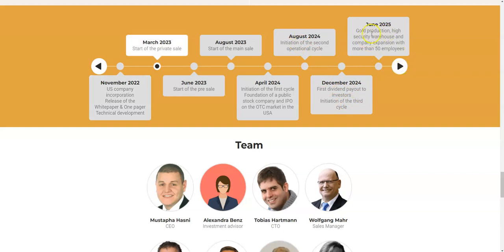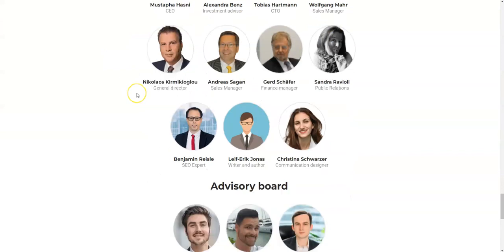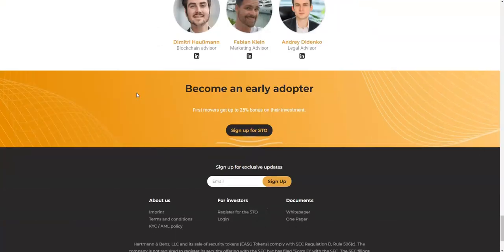And it's going to keep going and going with gold production high, warehouse and company expansion with more than 50 employees, and their teams fully doxed here from the CEO, the CTO, the managers, and everybody behind it, and the advisory board as well. And you can become an early adopter right here as well.